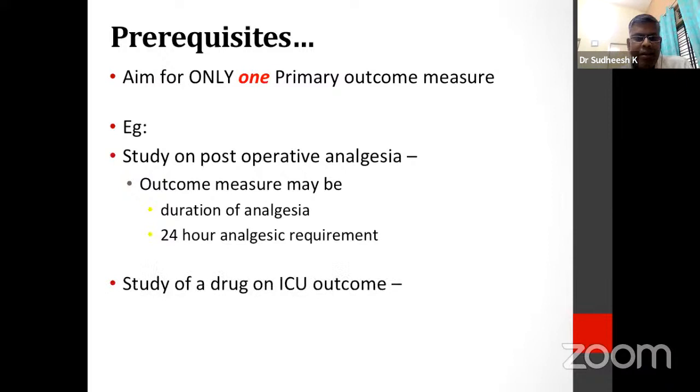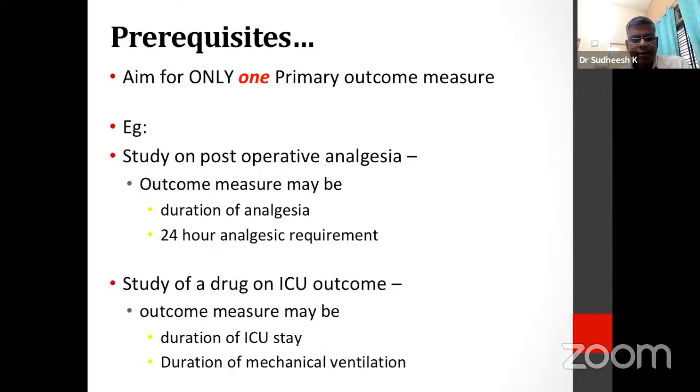So that's one example. Let us say another type of study. For example, you are doing a study on ICU outcome. Whenever you talk about an ICU outcome, it can be duration of ICU stay, need for mechanical ventilation, need for intubation, duration of hospital stay, or even percentage mortality. It doesn't mean that you have to study the entire thing. You can consider one among them as the primary outcome measure, and it's very important to define that straight away in the introductory part of your synopsis itself.